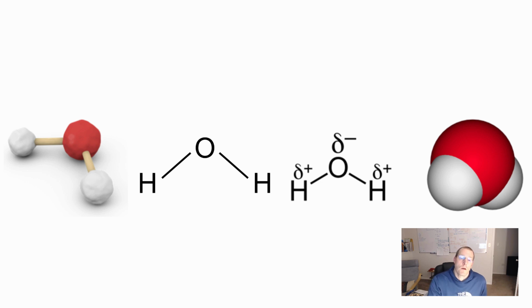Atoms like oxygen and hydrogen are most stable when they have an outer shell of 8 electrons. Now, if that's confusing for you, that's understandable. So you need to spend a little time just looking at electron configuration in atoms.